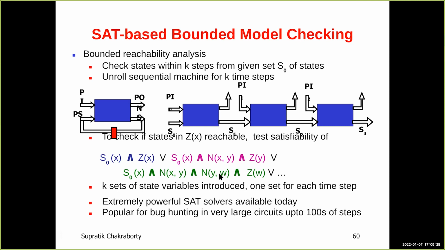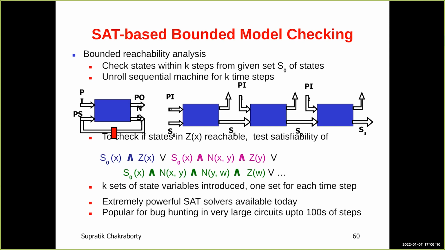So if I have unfolded it 100 times, it means I'm looking at all possible executions of this FSM, starting from all possible states that are represented by this formula S0, and I'm checking whether any of those states that are reachable in 100 steps of execution from any of the starting states lie in the set Z. Although the depth of the search is limited by the 100 steps or whatever I have unrolled it to, the breadth of the search can be huge, right? The total number of states that I can reach in 100 steps can be in the billions.